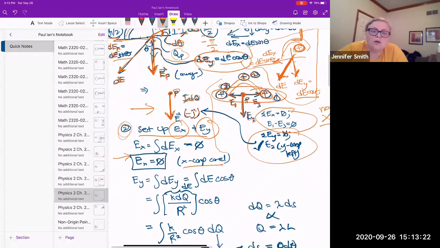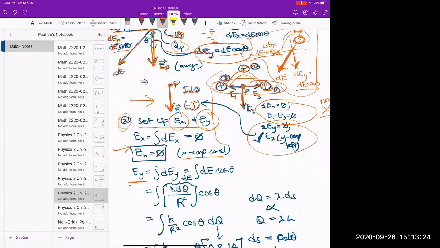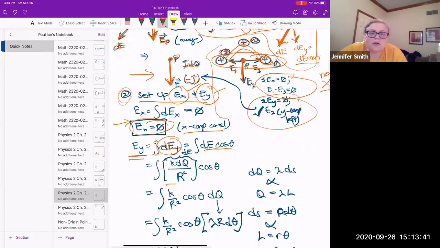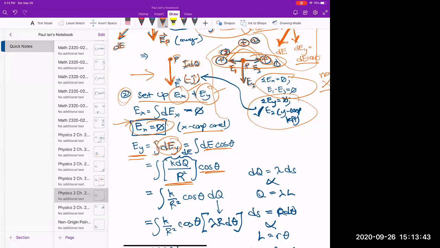So then let's look at Ey. You already have Ex is 0. It's good to always know that one. So Ex is 0, we got that. Ey is next. We always write it this way: Ey is the integral of dEy. We know what dEy is from our free body. So we plug that in, and we got all that, and then this is still cosine. dE, okay.